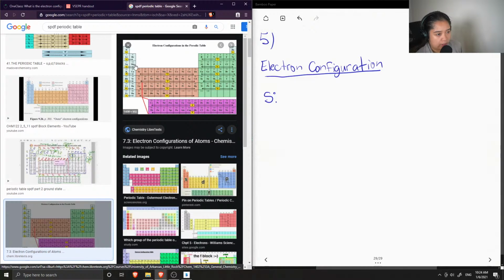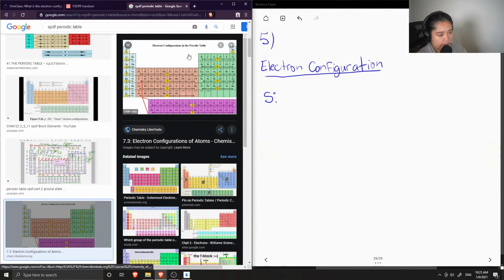So the 2 leftmost columns is the S block, and this green rectangle from 5 to 10 is the P block, and the middle transition metals is the D block, and the last 2 rows, which are the lanthanides and actinides, is the F block. So when we want to write out the electron configuration, we would first start off at hydrogen and then move left to right across the periodic table until we get to our desired element, which is sulfur.